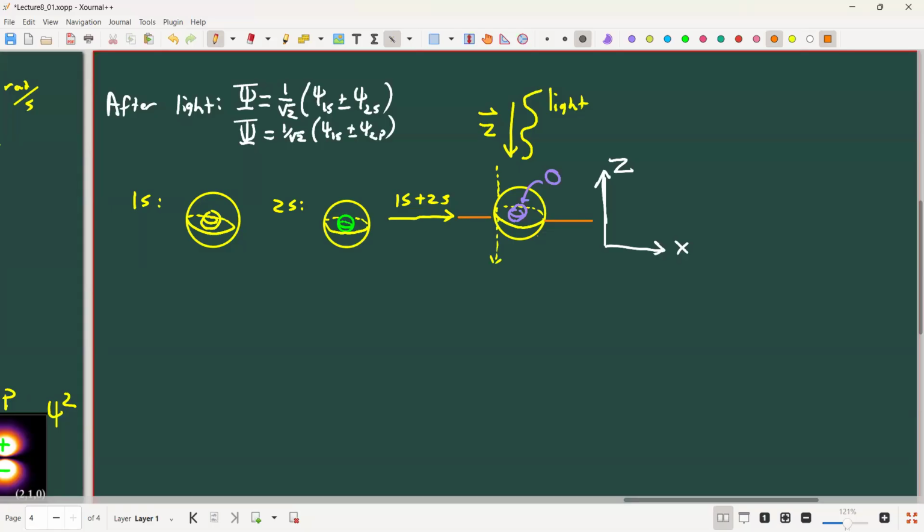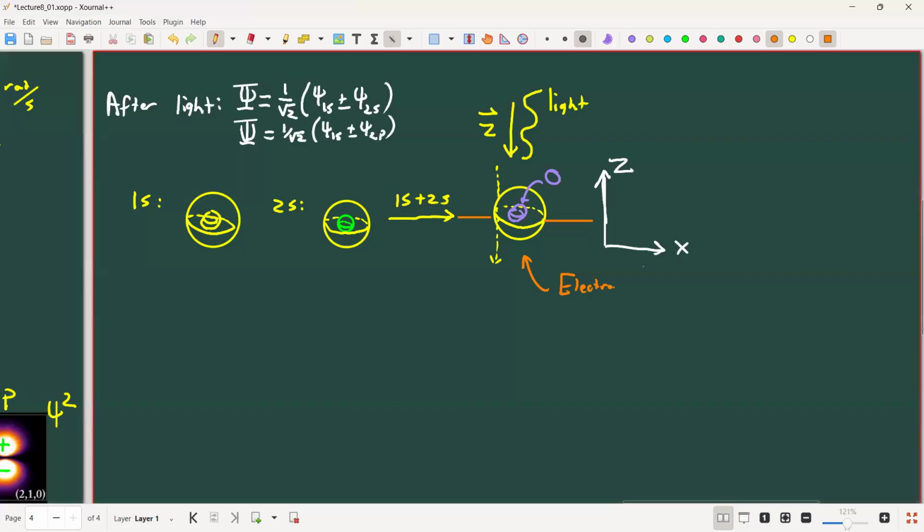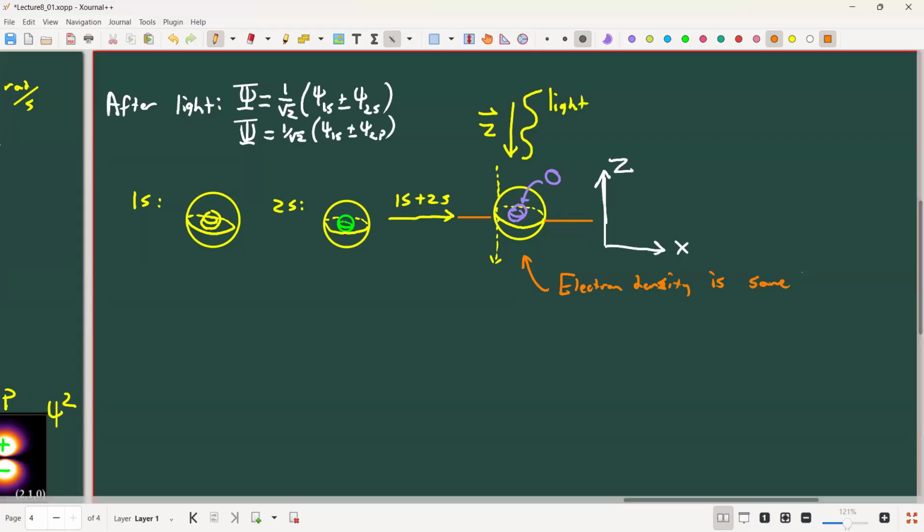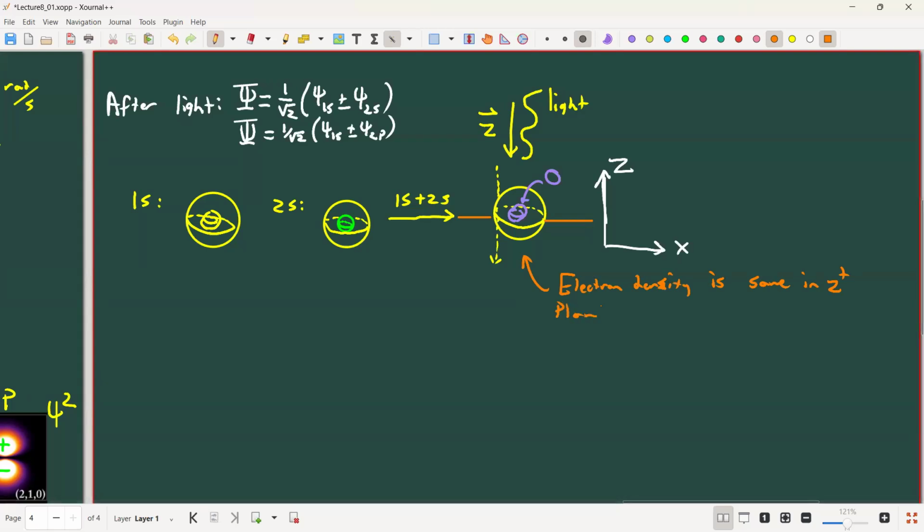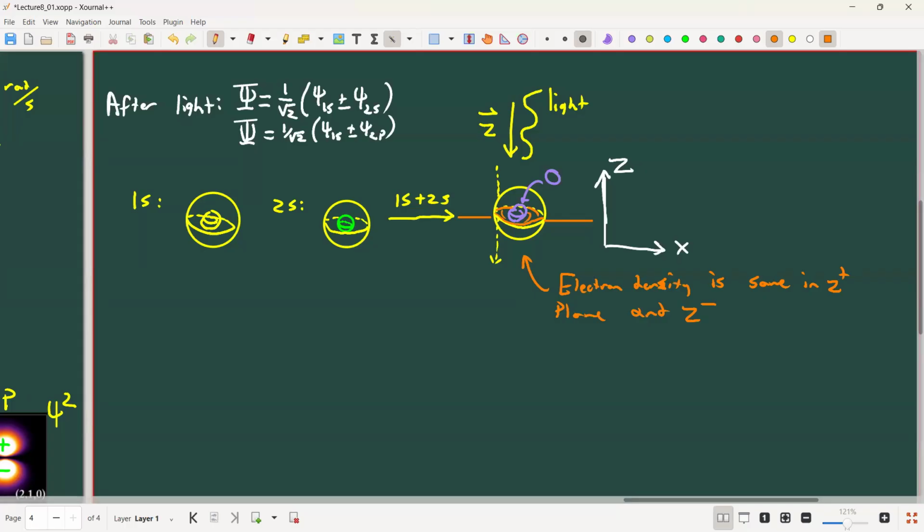So what we could say in general is that the electron density is the same in the z plus plane, so above the xy plane, and in z minus. The whole system is symmetric about this plane that I've drawn in orange. So in some sense, there are equal amounts of electrons that the light sees on the bottom of the atom as on the top. So from the point of view of the light, this is an isotropic density of electrons. Everything looks the same. It's just a sphere of electrons.